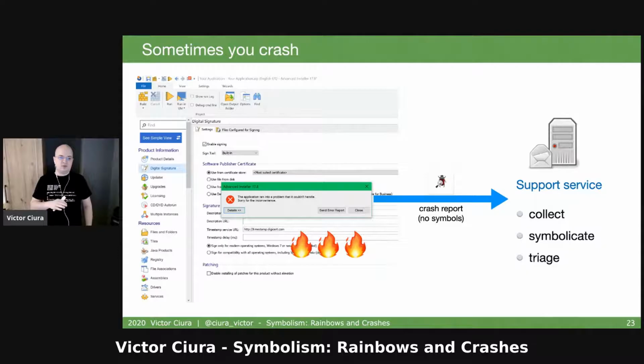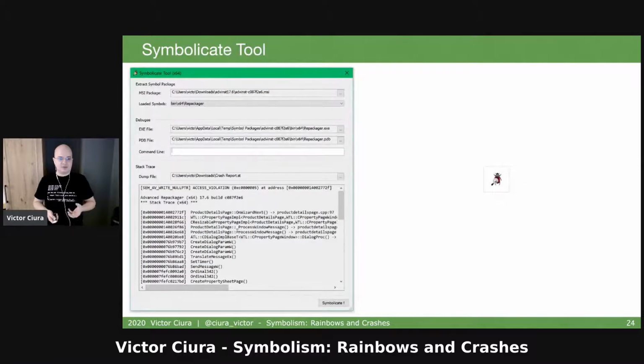And the workflow is very simple. When you have a crash on the client side, you have basically a component within the app that constructs this information without any symbols and constructs a crash report that is sent over the support service and is collected, symbolicated and triaged using this tool that we've built. And at the other end, the dev team actually gets a stack trace that looks decent.